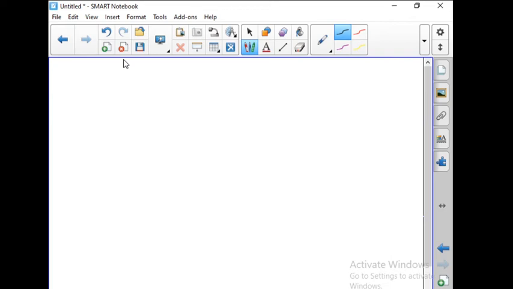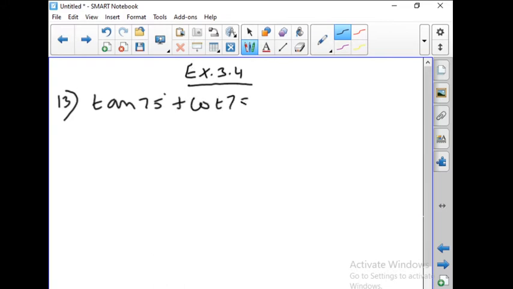Good morning, students. So, we will continue with the exercise 3.4 questions. So, first we will do question number 13. Tan 75 plus cot 75 degree is equal to 4. We have to show that it is equal to 4.